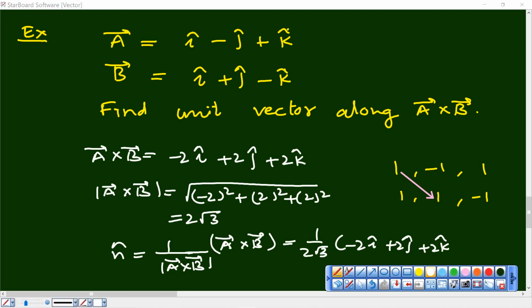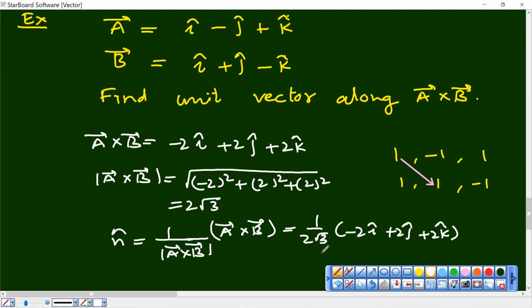If anybody is bothered at any stage, please ask me immediately without any hesitation whatsoever. Excuse me, sir. Yes, tell me. Sir, how did minus 2 come for i cap? How did minus 2 come? Okay, I'll tell you. For i cap, you have to leave this first column and in these two you have to do front slash minus back slash.